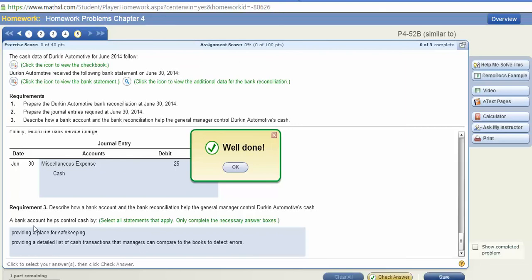The only thing that a bank account does, and it's focusing here on bank account, not a bank recon, because that's not what it's asking you. It's asking you about a bank account. It helps control cash by giving you a safe place to put money, and it does give you a detailed list of cash transactions, at least per the bank, of deposits and checks, so that you can compare them to the books and make sure your books are good.